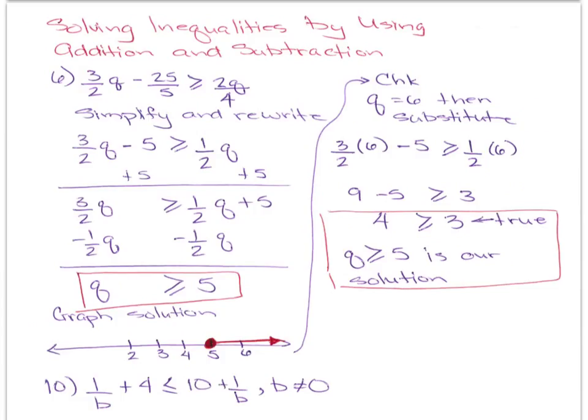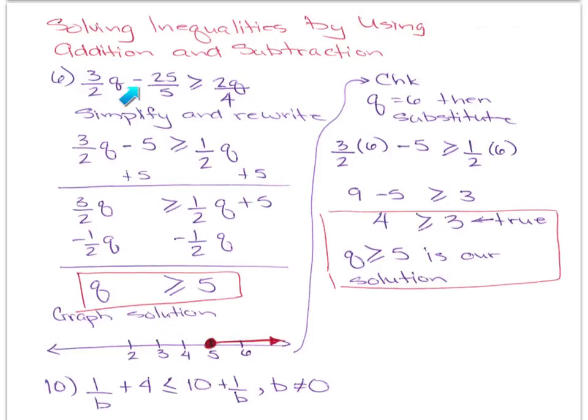Alright, let's continue practicing solving inequalities by addition and subtraction. So right here, problem 6, we have 3 over 2q minus 25 over 5 is greater than or equal to 2q over 4. So the first thing that I say right here is simplify and rewrite. I say simplify because when you can reduce your fractions, it would be to your best interest to reduce the fractions. The 3 over 2q, we can't do anything, so we just leave it as 3 over 2q.